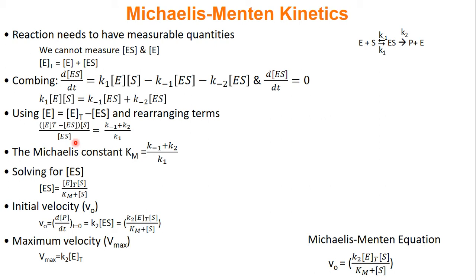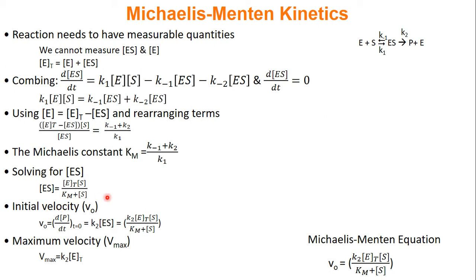Now, moving on with our derivation, we have this term, and we have a bunch of ES's in there. Remember, we don't really want ES. We can't measure it. So we're going to make an equation that's solved for ES. We're going to do some algebra here, and we have ES equals enzyme total times substrate divided by our Michaelis constant plus substrate. So we have a term for ES now.